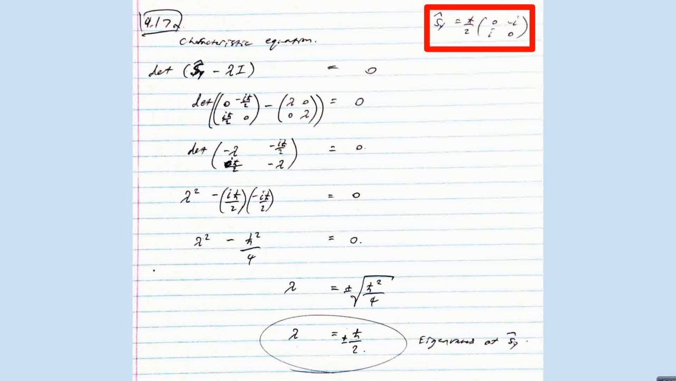We'll begin with 4.17a, in which we will determine the eigenvalues and the normalized eigenspinors of Sy. First we'll start with the eigenvalues of Sy, and we can determine those using the characteristic equation, which is the determinant of Sy minus lambda I equal to 0. If we follow through with that computation, we get lambda equal to plus or minus h bar over 2, and these are the eigenvalues of Sy.